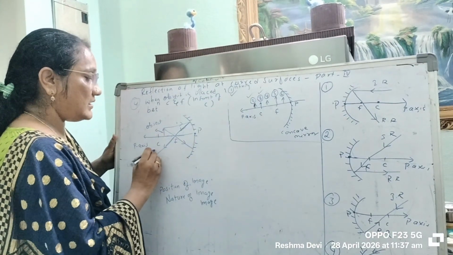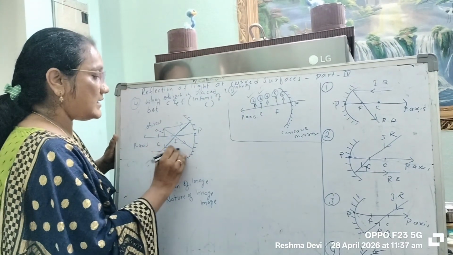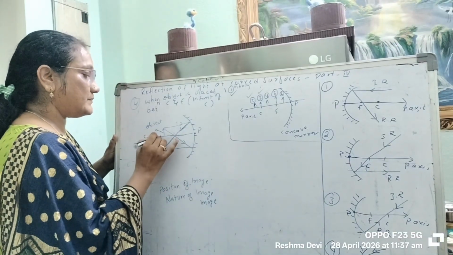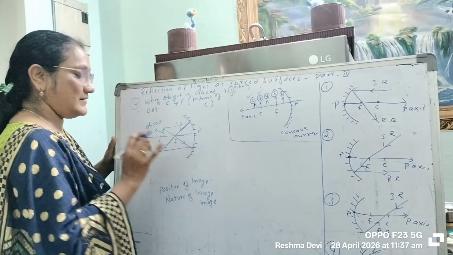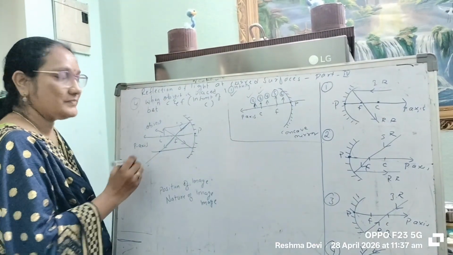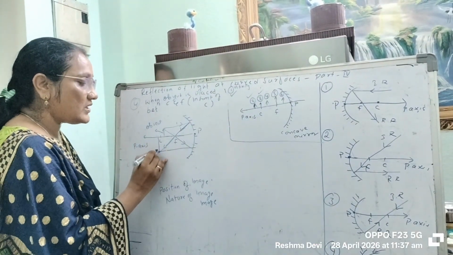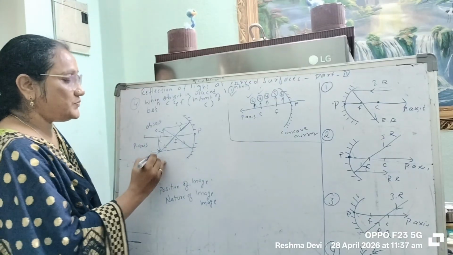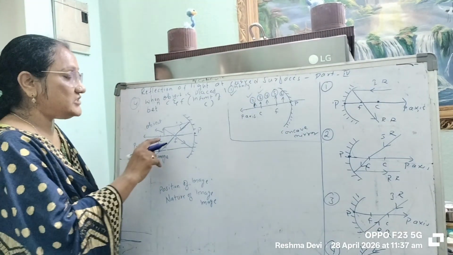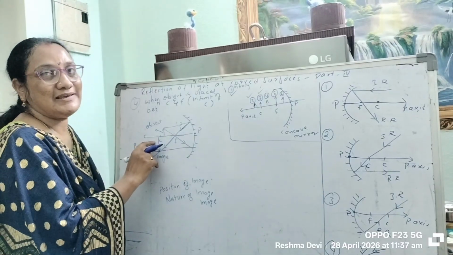they travel parallel to the principal axis. Right? Now, here the converging is there. So, this is the image position. Where is the image? Beyond C.